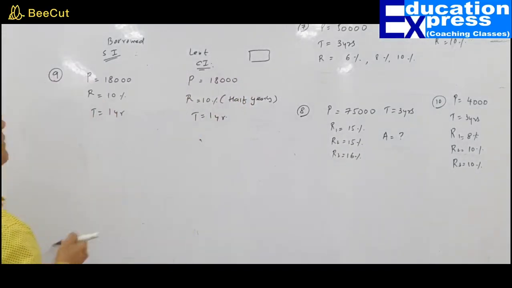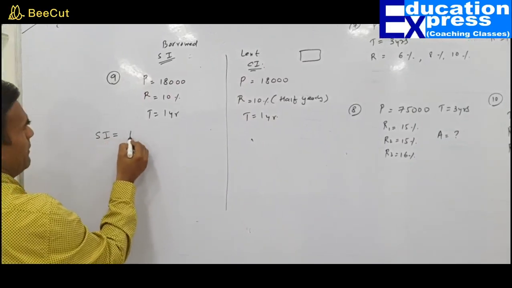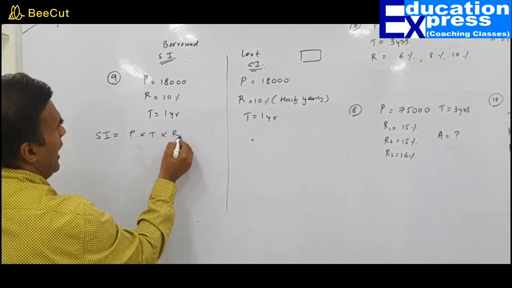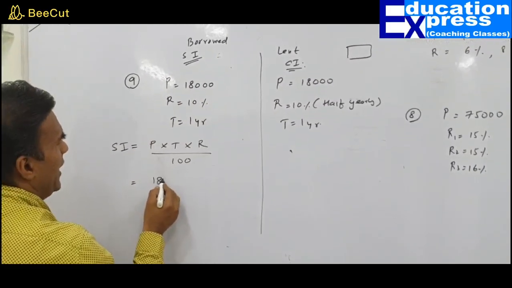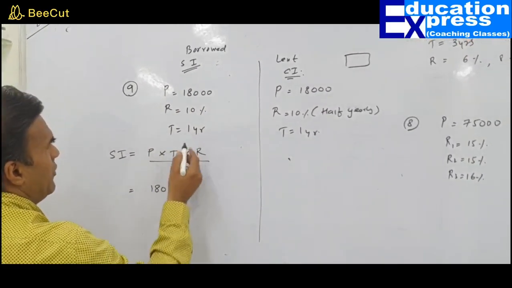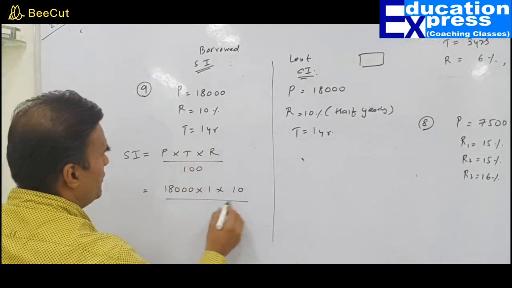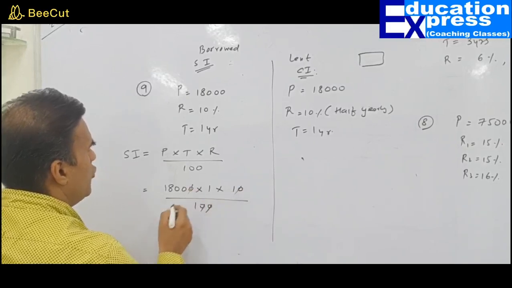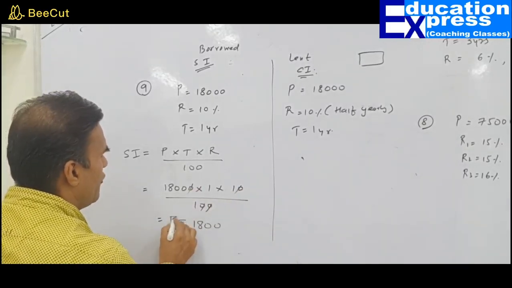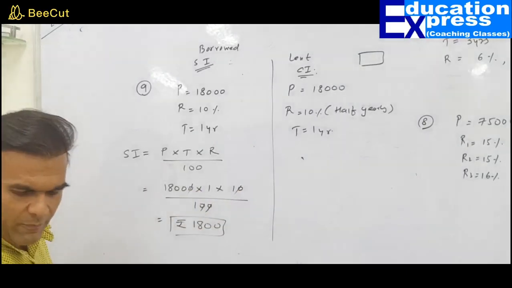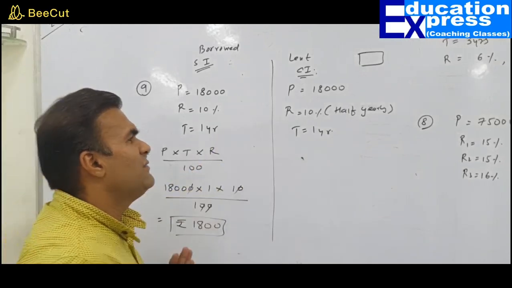For simple interest, the formula is P into T into R upon 100. The principal is 18,000, the time duration is 1 year, and the rate is 10%. So how much interest will Govind pay? Govind will pay interest of 1800 rupees. Absolutely perfect. He borrowed this money and now he is lending this money.